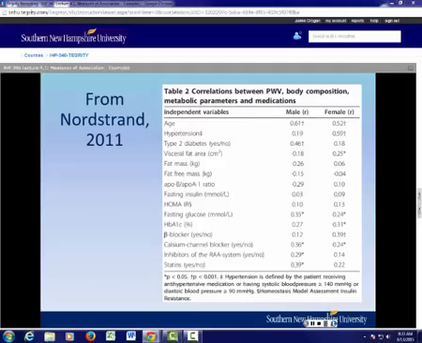Correlations are starred or identified somehow if they are statistically significant. The star is p less than 0.05. The little cross is p less than 0.001. And then some other things are defined at the bottom. And so these are correlations between each of these variables listed on the left versus PWV, done for males, and then done again for females. And this is from Nordstrand, 2011.